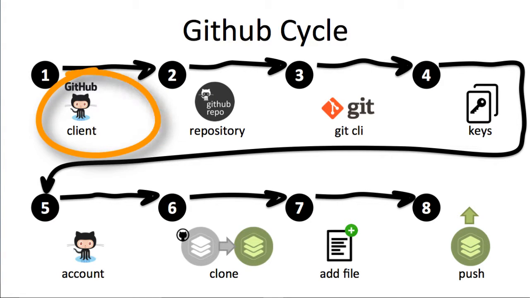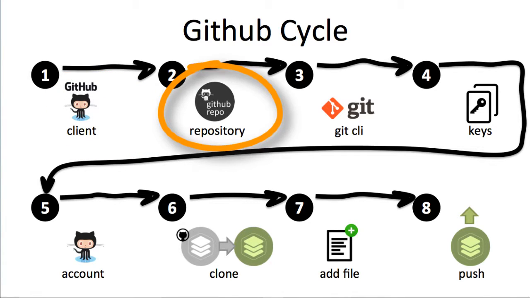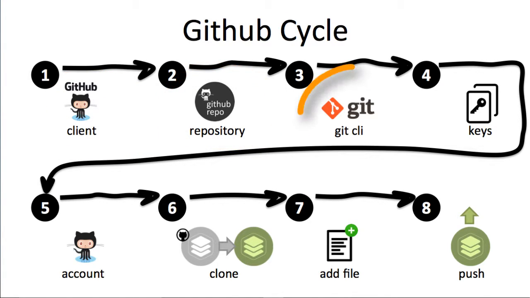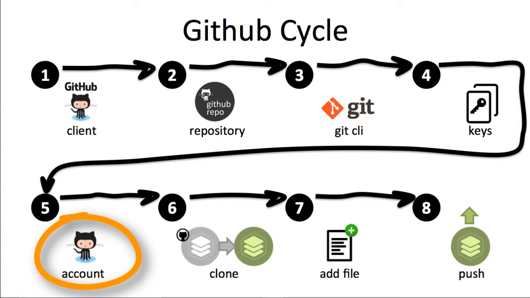In this lesson, we're going to be creating a GitHub account. We'll follow that up by creating a repository. We'll then add to our local environment the command line interface for Git. We'll generate some keys, and we'll use those keys to add them back into the online GitHub account in order for us to get access from our local environment.